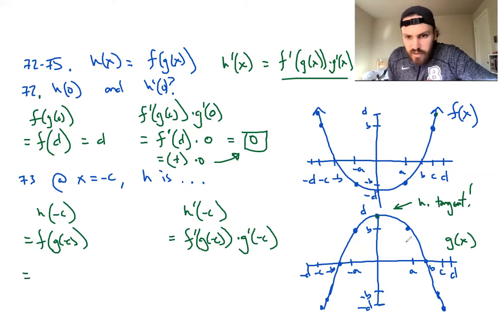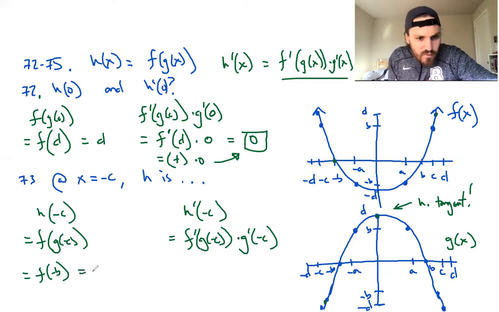Okay, so what is g of negative c? Well, g of negative c is down here. It's actually negative b. So this would be f of negative b. And f of negative b is 0. So we know that h is 0 at negative c.